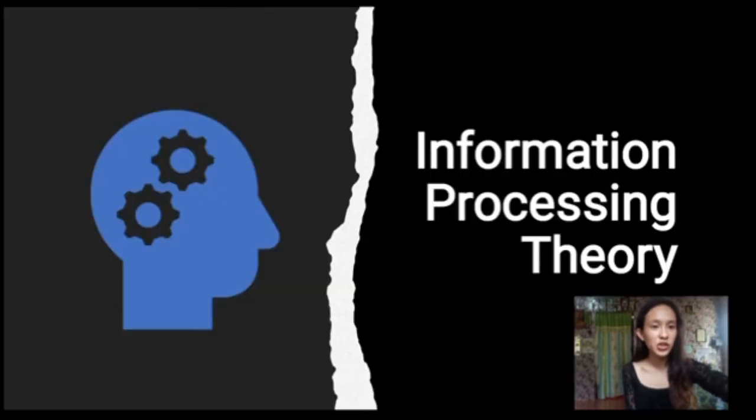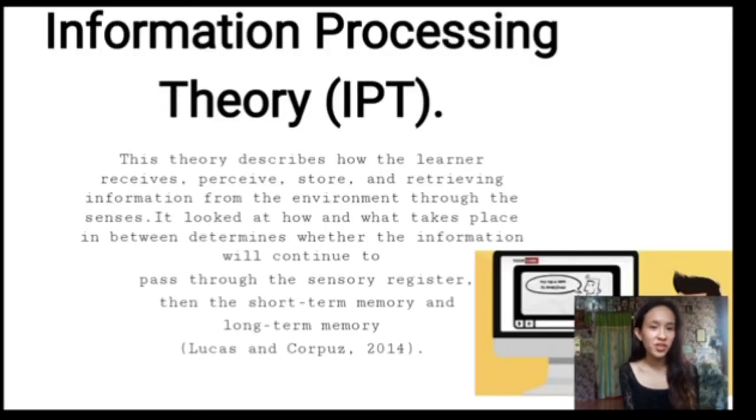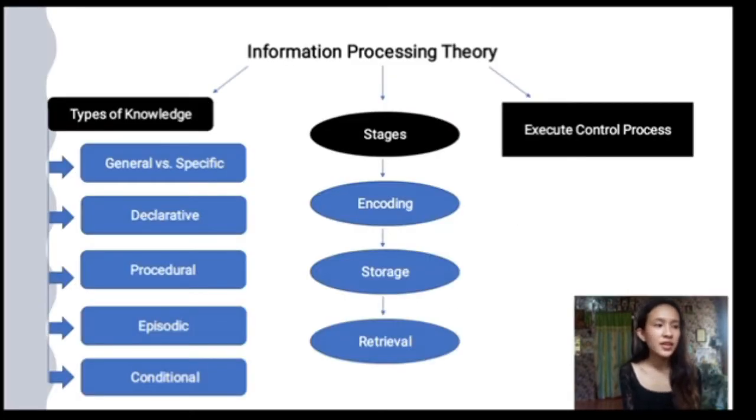Next, what is information processing theory? Information processing theory describes how the learner receives, perceives, stores, and retrieves information from the environment through the senses. It looks at what takes place in between, which determines whether the information will continue to pass through the sensory register, then the short-term memory and long-term memory. This theory determines if and how long the information stays in a person's memory after passing the sensory register. Next, here's the constructed outline of information processing theory.